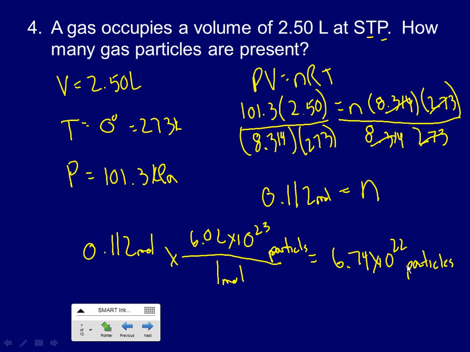It's completely different than the solids and the solutions. Okay, one more problem.